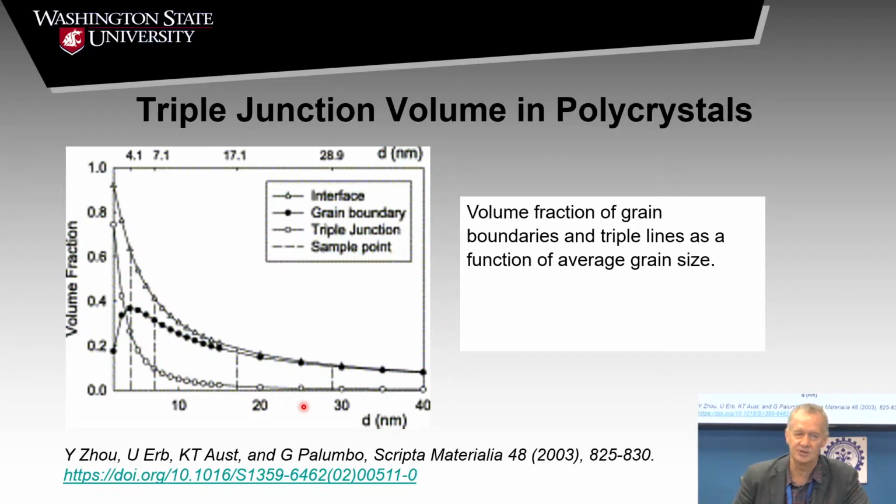There are other features that maybe are important anyway, but if we're talking about deformation processes, they become really important under 10 nanometers. So as the crystallite size gets smaller and smaller, triple junctions become more and more important. Okay?